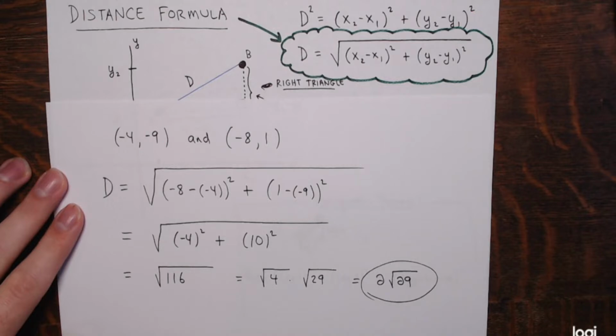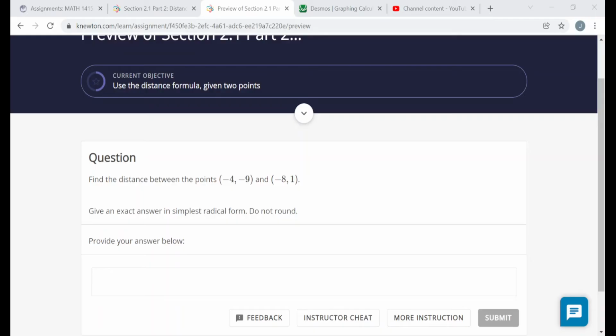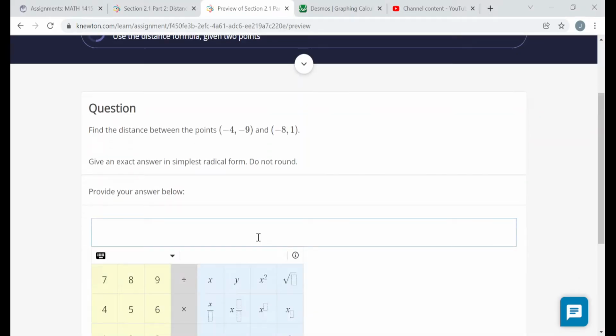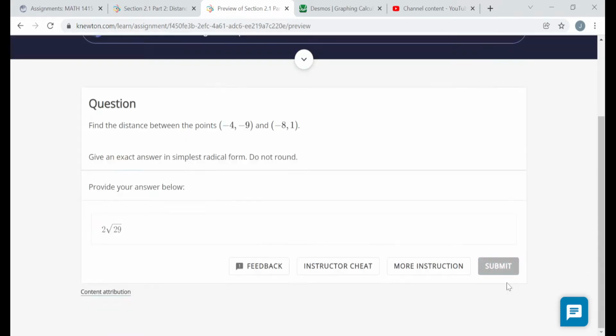And if you want, you can point out that this is between 10 and 11 units. Right, so these 2 points are between 10 and 11 units apart, if they ever asked for some reason. Because 100 is 10 squared, 121 is 11 squared, and this is between those. And this is what I'm entering, right? What I'm pointing to here, the simplified radical form. So 2 times the square root of 29. Great.